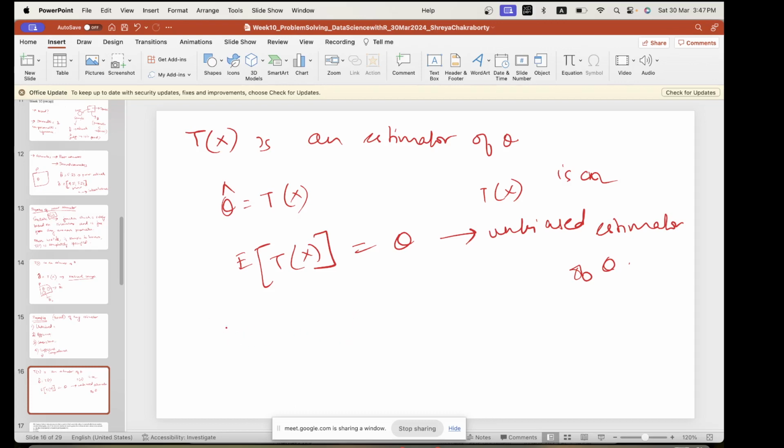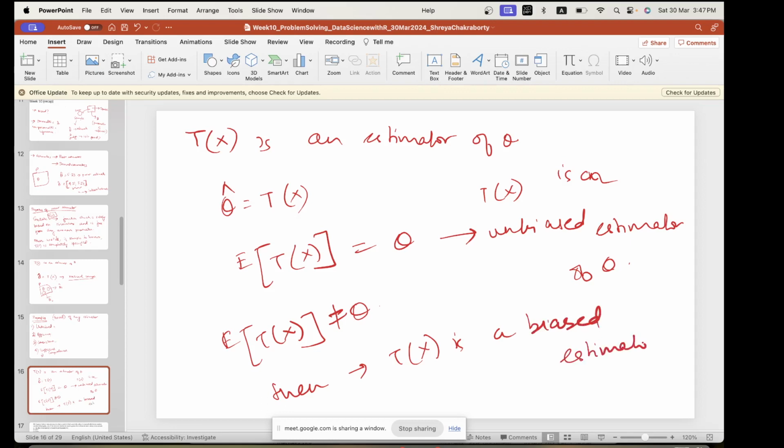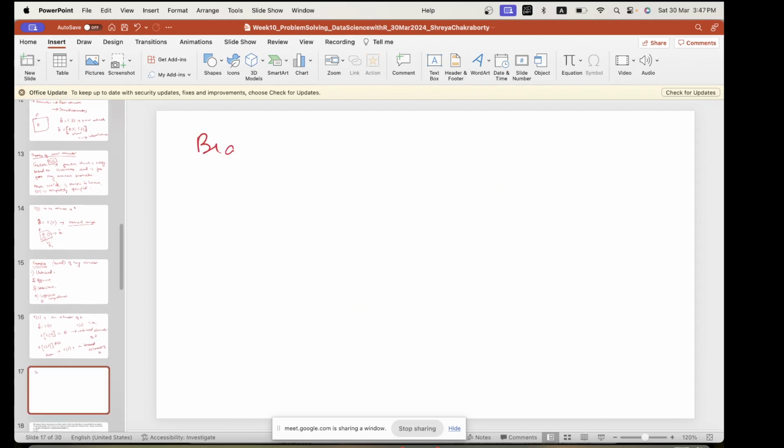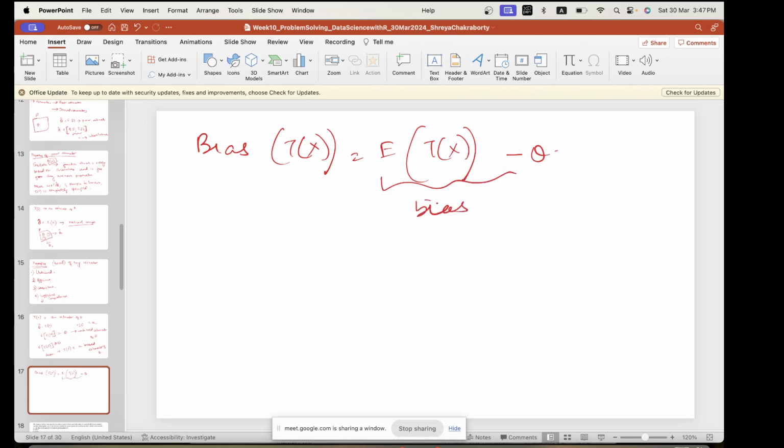If the expectation of T(X) is not equal to theta, then we say T(X) is a biased estimator of theta. Now we are saying it is biased. How biased is it? So we calculate bias of T(X) equal to expectation of T(X) minus theta. This term is the bias of the estimator T(X).